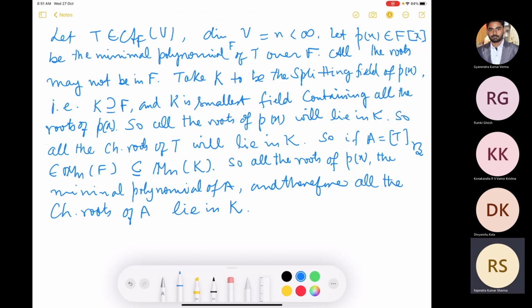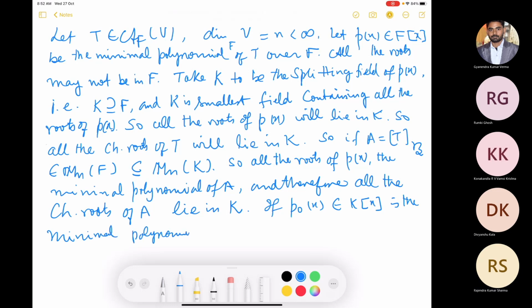The roots will lie in K. The minimal polynomial of A: if P naught x in K[x] is the minimal polynomial of A, then P naught divides every polynomial satisfied by A. And A satisfies the polynomial with coefficients in F, namely P. So this P naught x, therefore, in particular should also divide this Px.